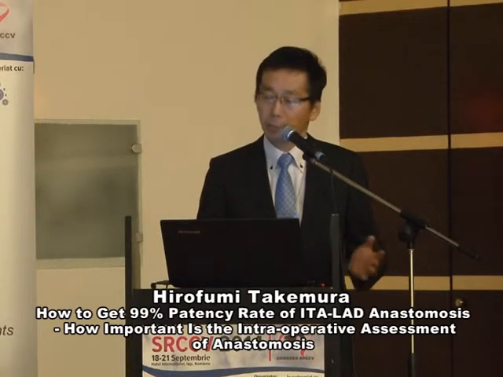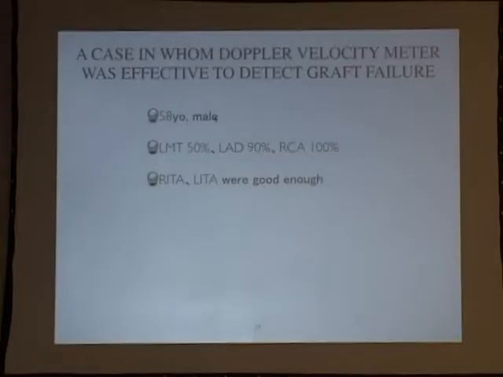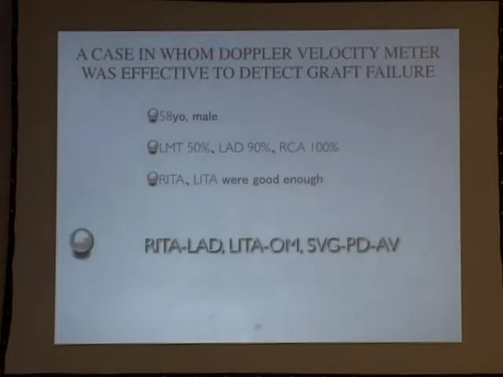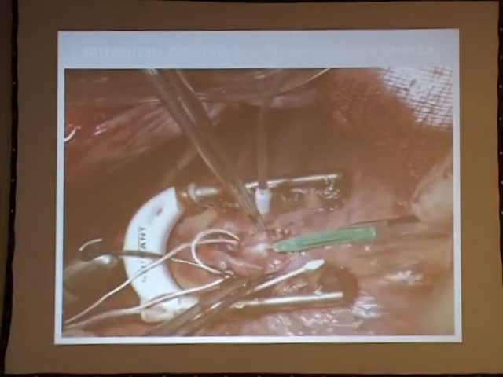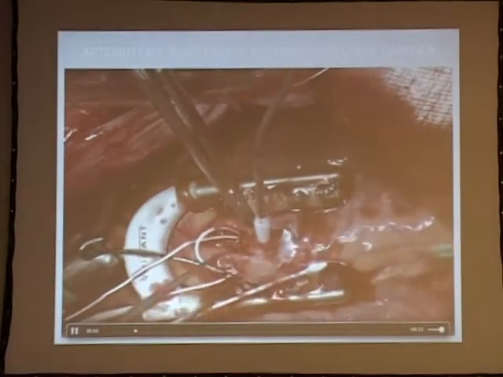I had a very bad experience. A 58-year-old male, the plan was the left ITA to LAD, right ITA to circumflex, and a vein to the right coronary artery. So these are off-pump cases. I did cut the LAD.